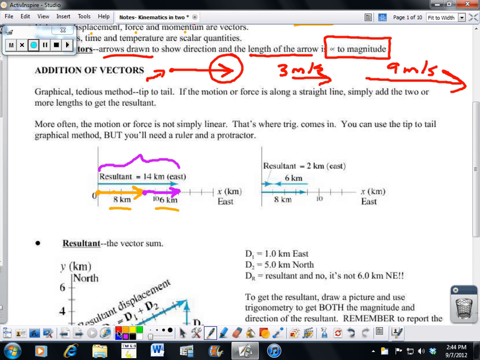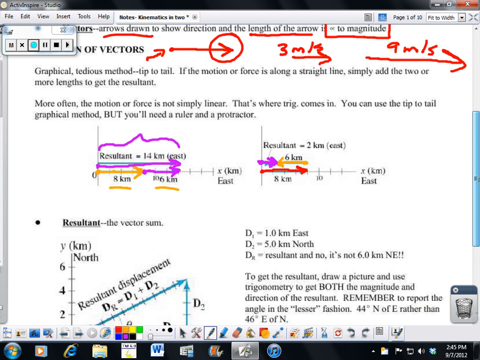Now, what happens if they're in opposite directions? Well, in this case, I have 8 kilometers to the east, and then I have 6 kilometers to the west. Okay? Tip to tail, I'm laying them on top of each other so you can see it more easily, which leaves me with the resultant of simply 2 kilometers east, because the arrow's still going to the right. How do I know? I start at the beginning, I go all the way to the end. That's how we do it.